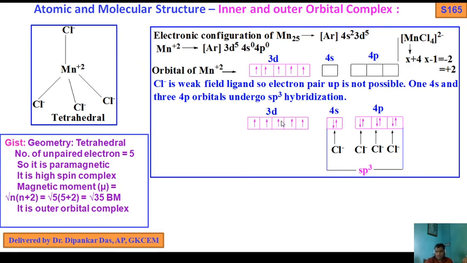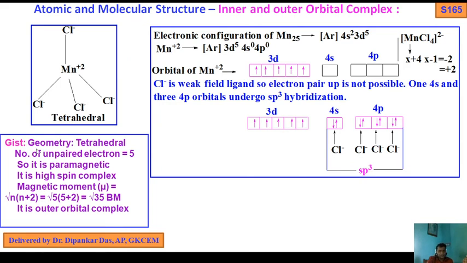So the geometry is tetrahedral. Why is it not an inner orbital complex? Because the 3d orbital doesn't have any vacant orbitals. Why? Because due to the nature of the weak field ligand, it is incapable of pairing up these unpaired electrons. So the number of unpaired electrons is high, 5. So it shows paramagnetism, and its magnetic moment will be very high. Why? Because we have 5 unpaired electrons and it is a high spin complex. All the electrons are unpaired, there are 5 unpaired electrons, it is a high spin complex.